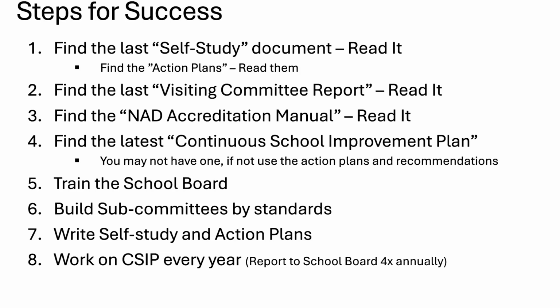And then number 8, work on your CSIP every year. So let's assume that you found a continuous school improvement plan, and you're somewhere in that 6-year cycle. The continuous school improvement plan should be a document that is worked on every year. And I would say multiple times a year.